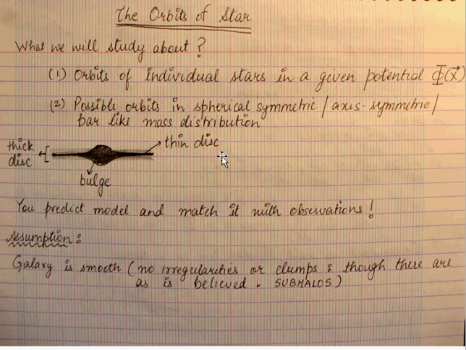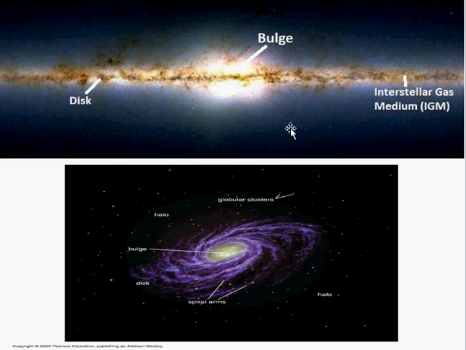Also, we would try and look for the possibility of different orbits in spherically symmetric systems, axisymmetric systems, and bar-like mass distributions, for example. So, for example, let's take our Milky Way. This galaxy that I'm showing is the Milky Way. The first image on the top is the edge-on view, and this image over here is a side-angle view of the Milky Way galaxy, right?